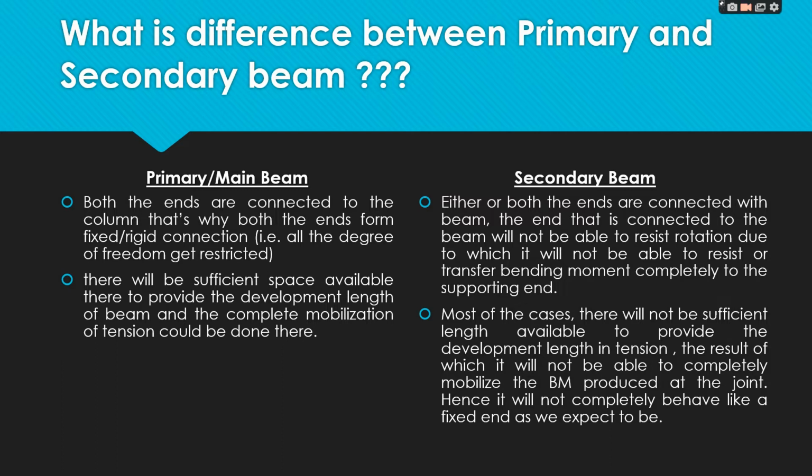the end that is connected to the beam will not be able to resist rotation, due to which it will not be able to resist or transfer bending moment completely to the supporting end. In most cases, there will not be sufficient length available to provide the development length in tension, as a result of which it will not be able to completely mobilize the bending moment produced at the joint. Hence, it will not completely behave like a fixed end as we expect it to.